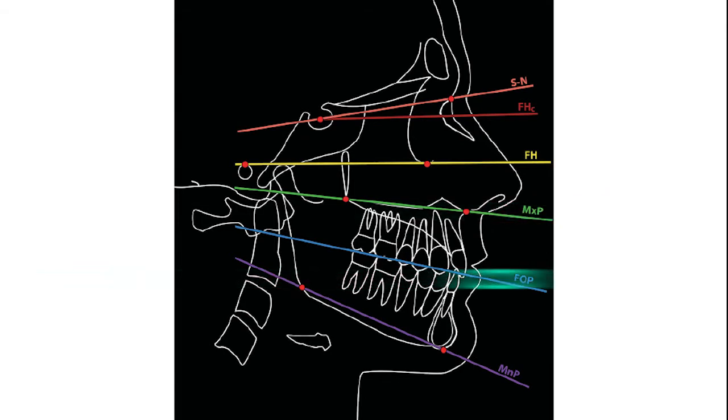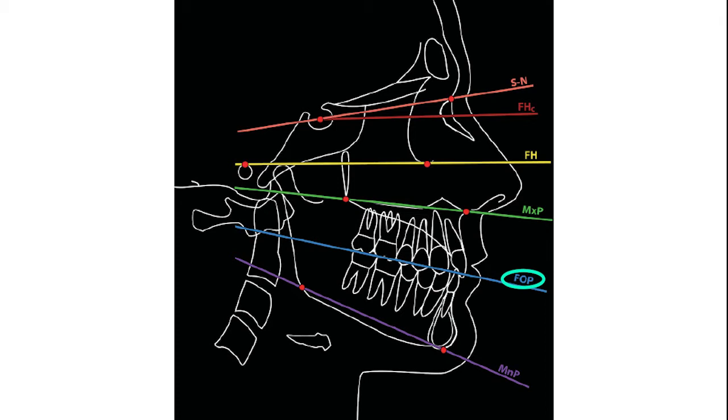The next is the occlusal plane. It can be abbreviated as OP. It is defined as a line on the cephalometric radiograph representing an imaginary plane at the level of the dental occlusion. Three distinct planes may be defined.